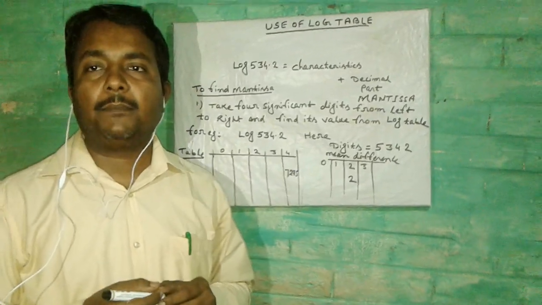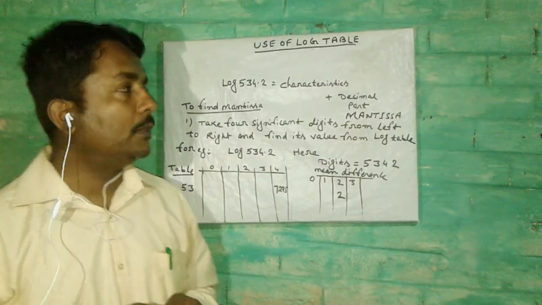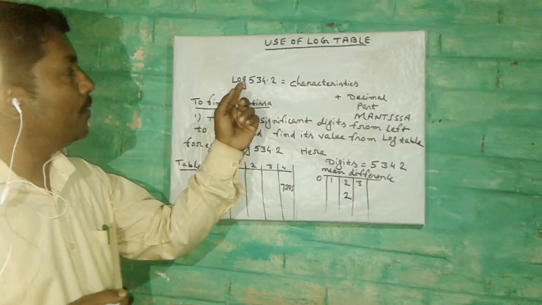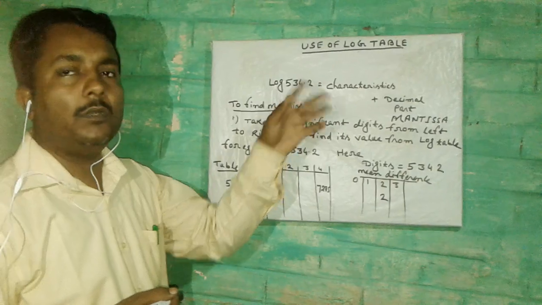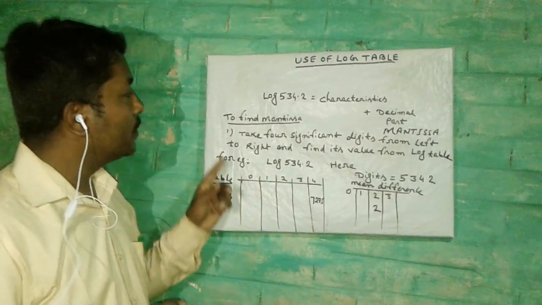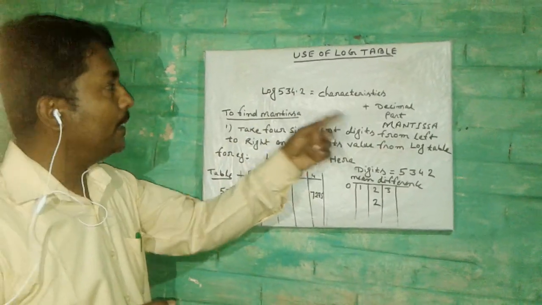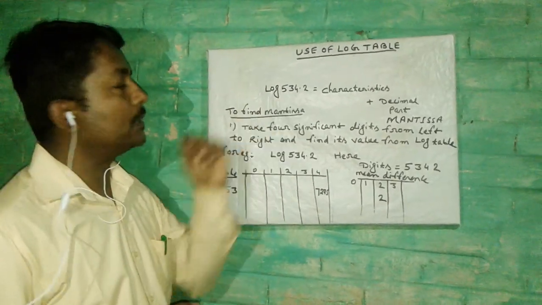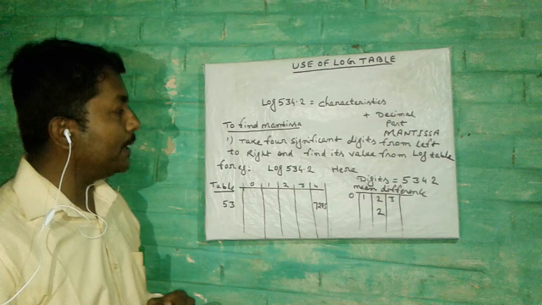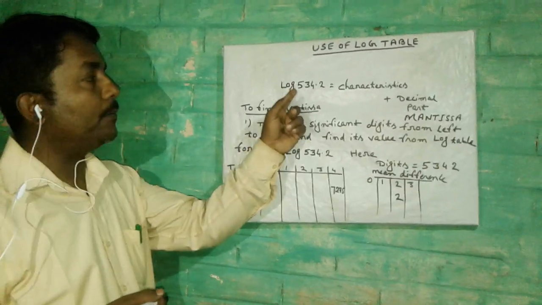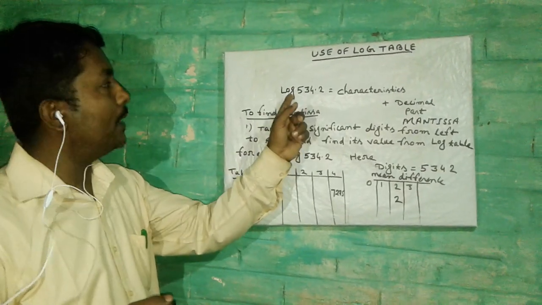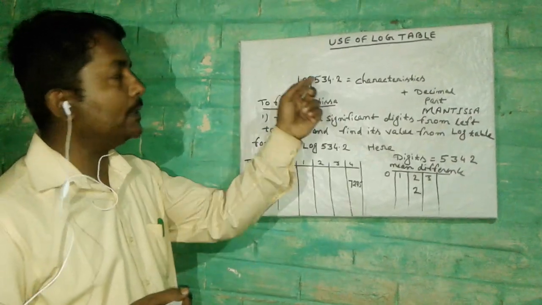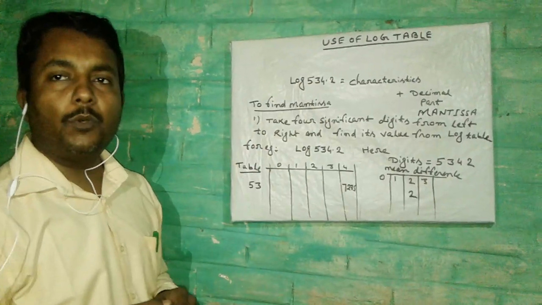Now see how we can find the mantissa. Here we have to find the mantissa of log 534.2. The rule is that to find the mantissa, we have to see the 4 significant digits given in the question. When we say significant digits, we take them from left to right. Here only 4 digits are there, 5342, so our significant digits are 5342.